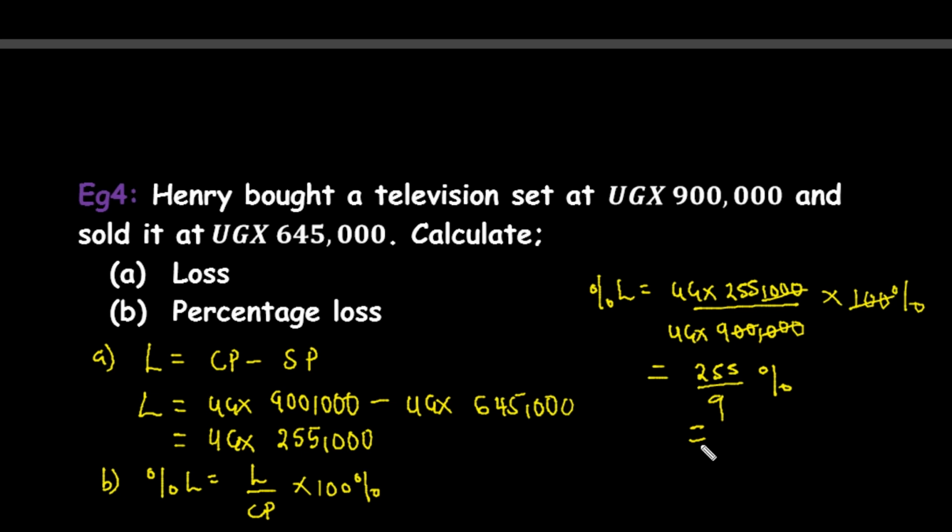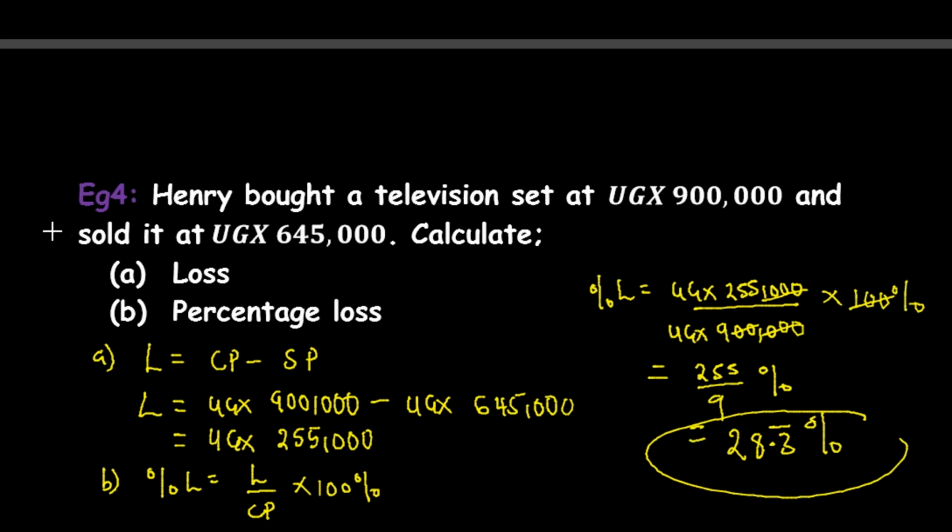Get for me the final answer. The final answer is 28.3 recurring percent. Is that okay? So we started by saying loss is equal to cost price minus selling price, and we calculated that loss as 255,000 Ugandan shillings. Part B, percentage loss is equal to loss out of cost price times 100%, and after calculating we obtain the final value as 28.3 recurring percent.